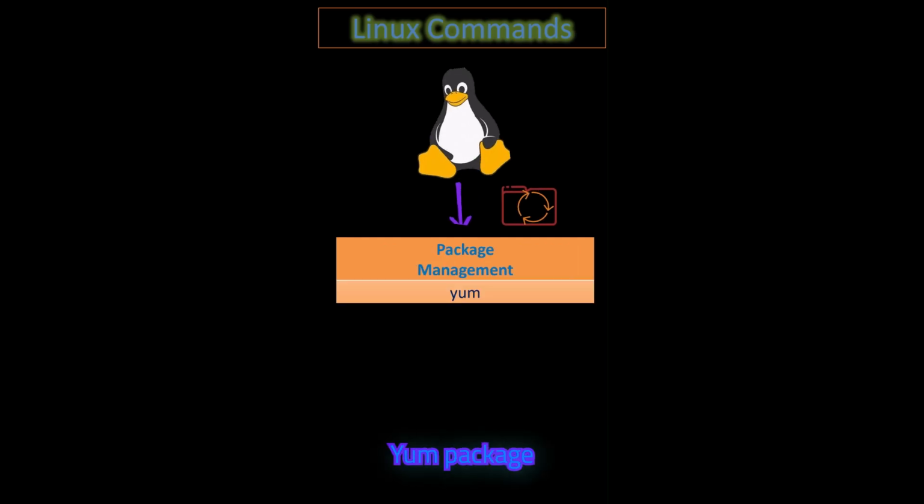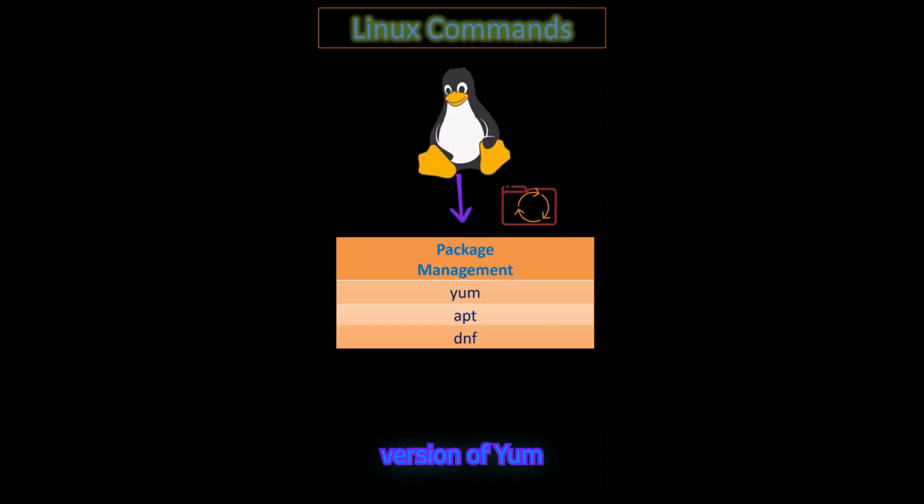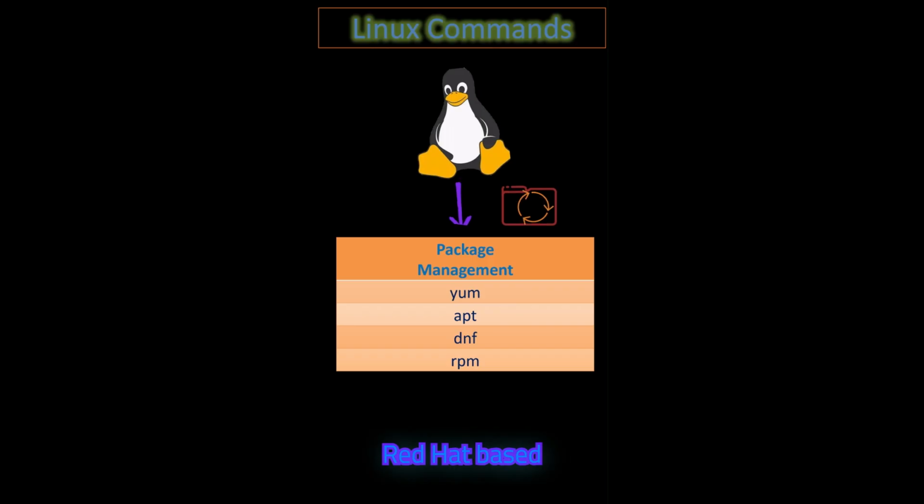Package management. Yum, package manager for Red Hat based systems like CentOS to install, update and remove software. APT, package manager for Debian based systems like Ubuntu for installing and managing software. DNF, a newer version of Yum for Fedora based systems used for package management. RPM, package manager for Red Hat based systems used to install or query RPM packages.